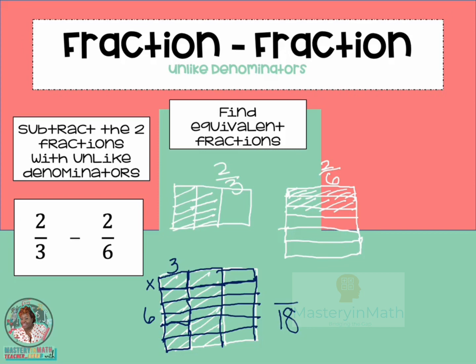And now we can ask ourselves, how many shaded parts do we have? We have 2 going across and we have 6 going down. So that's equal to 12. And you can see that 2/3 is the same thing as 12/18. And of course, you can simplify this by breaking it down, but let's not do that just yet.